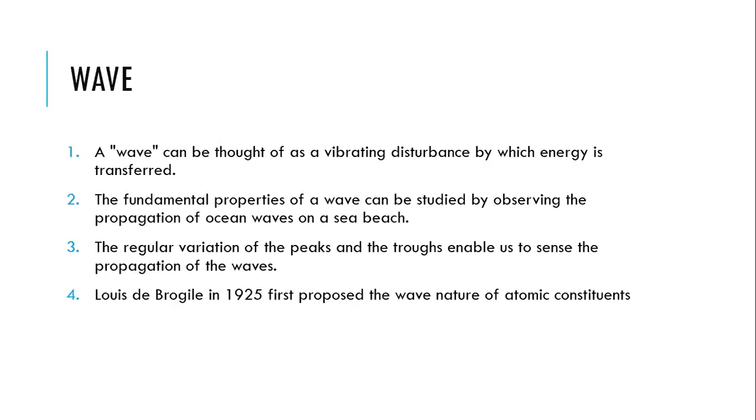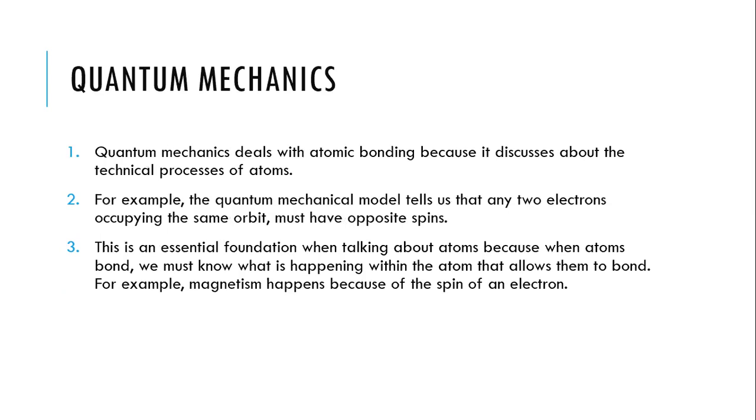Next, we're going to talk about wave. A wave can be thought of as a vibrating disturbance by which energy is transmitted. The fundamental properties of a wave can be studied by observing the propagation of ocean waves on a sea beach. The regular variation of peaks and troughs enable us to sense the propagation of the waves. Now, Louis de Broglie in 1925 first proposed the wave nature of atomic constituents.